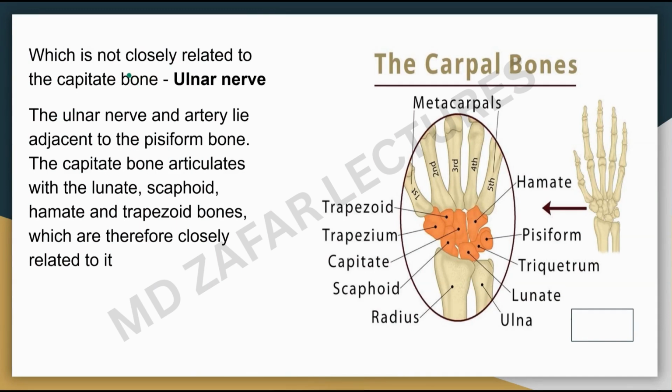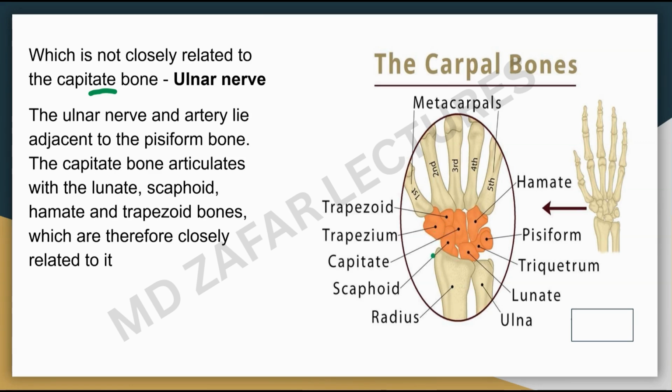So next up we have that which is not closely related to the capitate bone. So this is a question where you need to have a good understanding about the anatomy. So let me explain this with this diagram. So here we have the proximal as well as the distal row of the carpals.